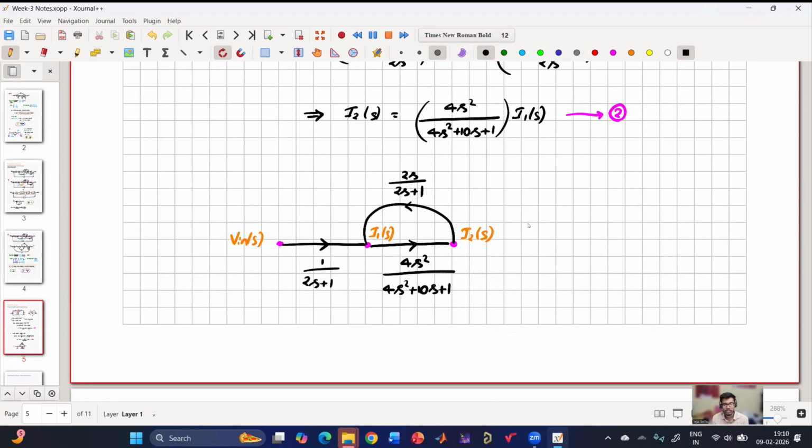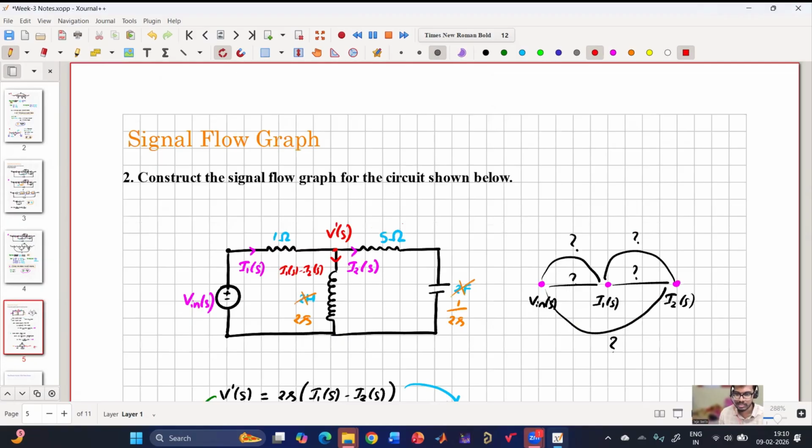Yes, sir. Okay. So in this case also, if I ask, say my output is I2 of S, then I'll have my gain this one. So I can ask another question, what is my I2 of S by V in of S? So what is this transfer function? So this can also be asked. This is another such question that can be asked as well.